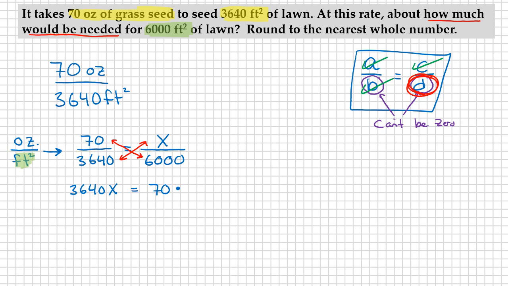times 6,000. I'm no longer using a little x for the multiplication symbol because I'm using x as a variable in the equation. So I'm going to use the dot symbol for multiplication from here on out. On the left-hand side, we've got 3,640 times x. And on the right, I have a calculator off screen. If you pop 70 times 6,000 into a calculator, that's going to be 420,000.